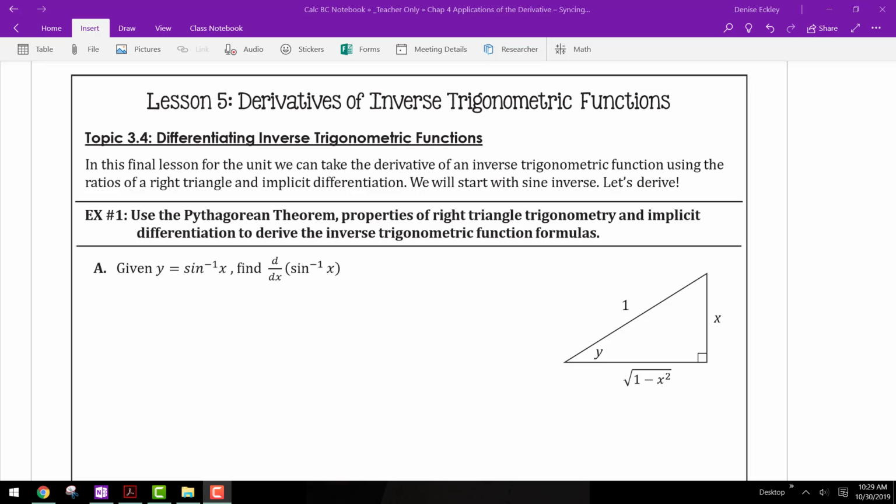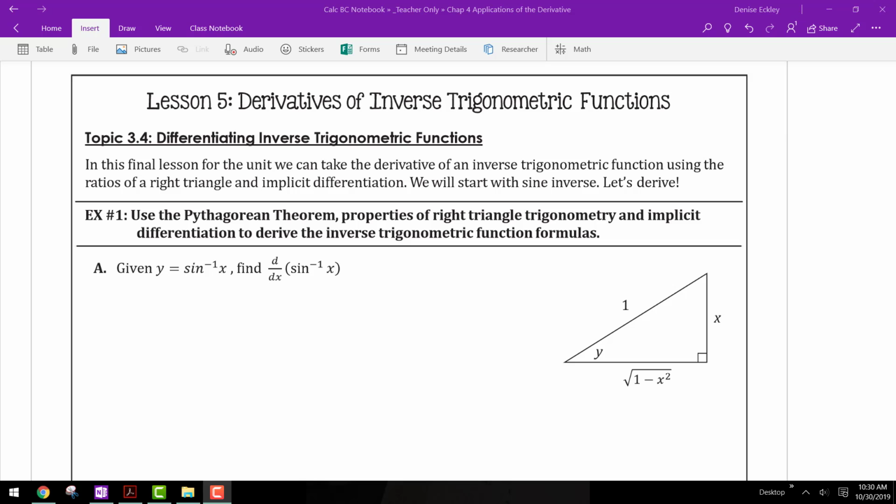This video is part 1 of Unit 3, Lesson 5, Derivatives of Inverse Trig Functions. So what we're going to do is take our knowledge of trig functions, and this is adding on to our knowledge of inverse functions, and we're going to find the derivatives of the 6 trig functions and use those in some practice problems.